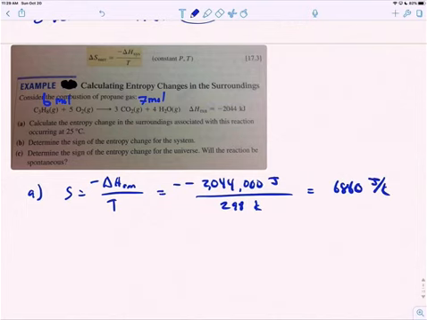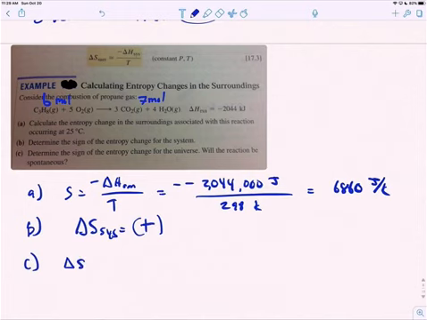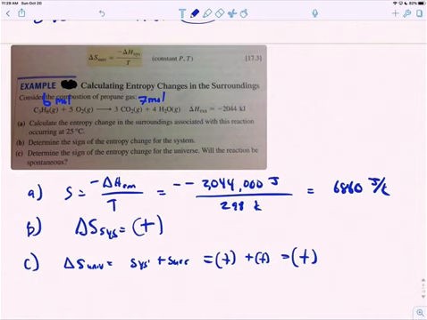Determine the sign of the entropy change for the system. Because we're going from 6 moles of gas to 7 moles of gas, delta S for the system is a positive change, because we're going towards more disorder. And then determine the sign of the entropy change for the universe. Here in this case, delta S universe is the system plus the surroundings. So it's a positive number plus a positive number, and adding two positive numbers will always be a positive number, right? So in part A, we determined that the entropy change for the surroundings is positive 6,860 joules per Kelvin, and the entropy change for the system is positive. Those are two positive numbers, so we are definitely getting an increase in entropy for the universe.